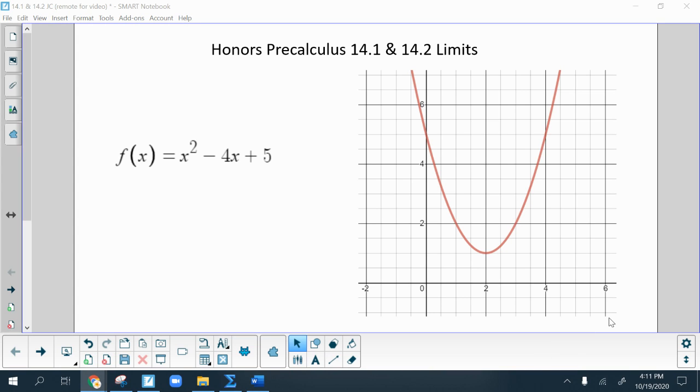We are going to be learning today about some new techniques for finding limits. We're going to start off with real basic stuff, and then over the next few days we're going to add on some new ideas.